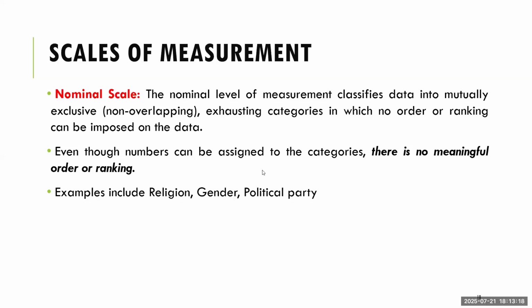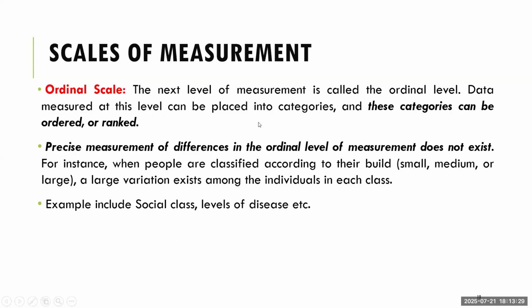So when you see a categorical variable, you ask yourself, what is it measured in? Is it the nominal scale? Is it the ordinal scale? So let's look at the ordinal scale. Same thing, categories. But these categories can be ordered or ranked. For example, level of education. It's either you do not have any form of education, you have primary education, you have secondary education, you have tertiary.